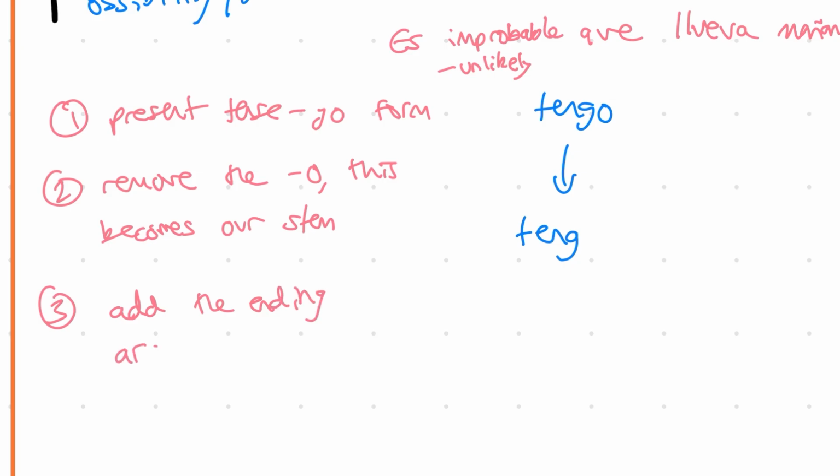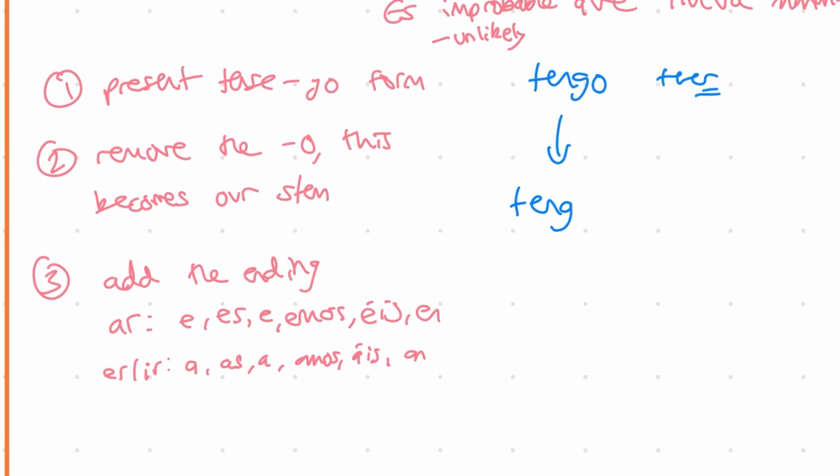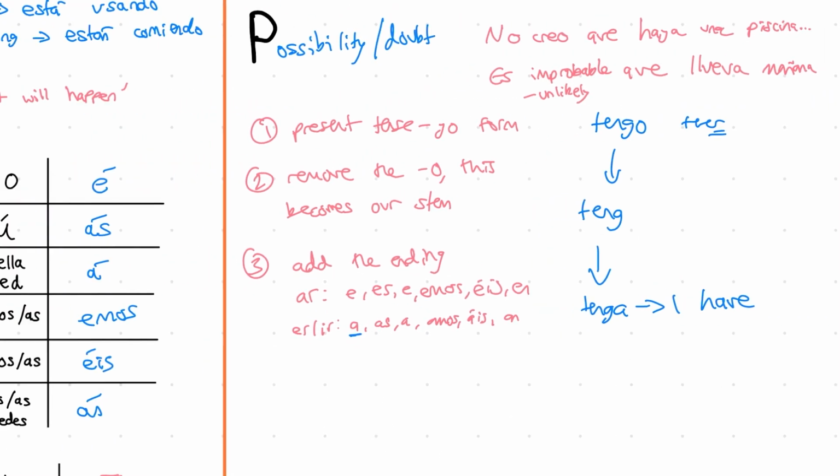So for AR verbs, we're going to have e, es, e, emos, éis, en. And then for ER or IR verbs, we're going to have a, as, a, amos, áis, an. So because tener is an ER verb, the ending we're going to use to say, for example, I have is a. So tenga is I have in the subjunctive. Okay, and that's how we conjugate the present subjunctive.